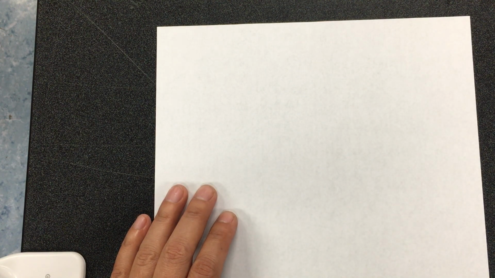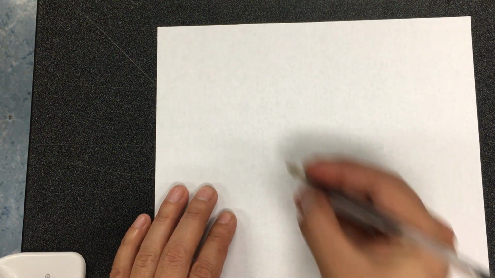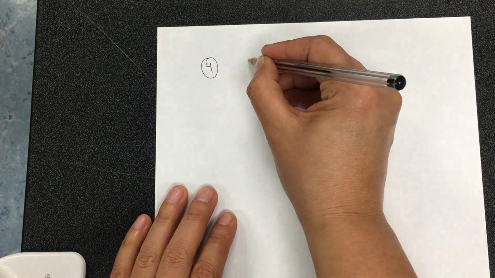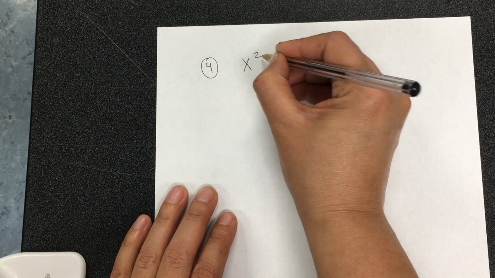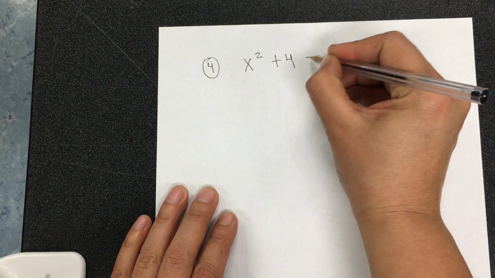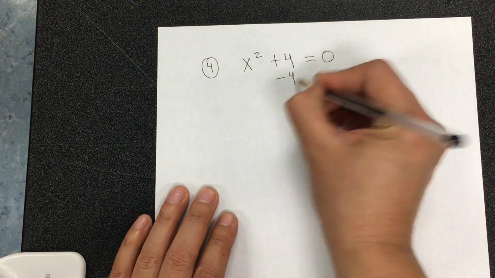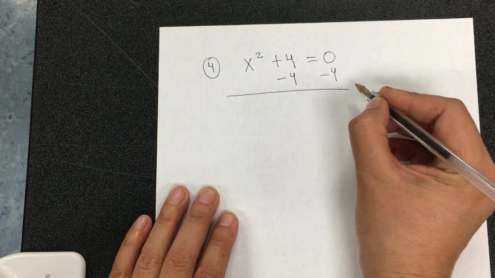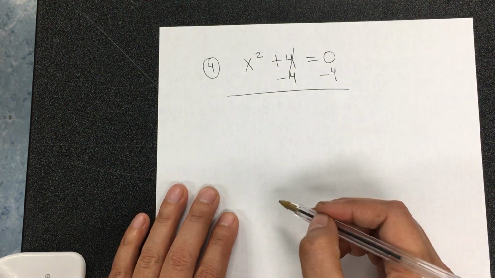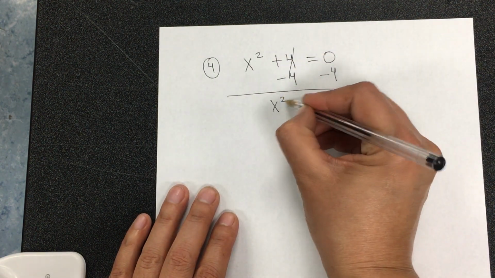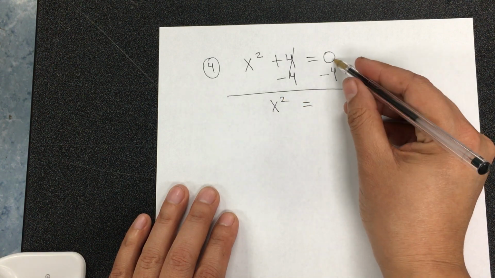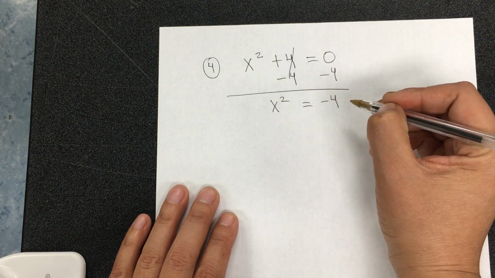But let's go on to solving some simple quadratic equations. Okay, what if we have x squared plus 4 equals 0? The first thing that we're going to do is subtract 4 from both sides. This cancels and you get x squared is equal to 0 minus 4, which is negative 4.